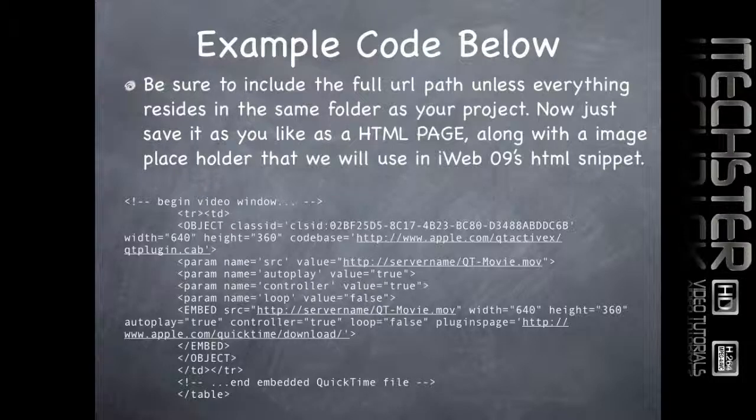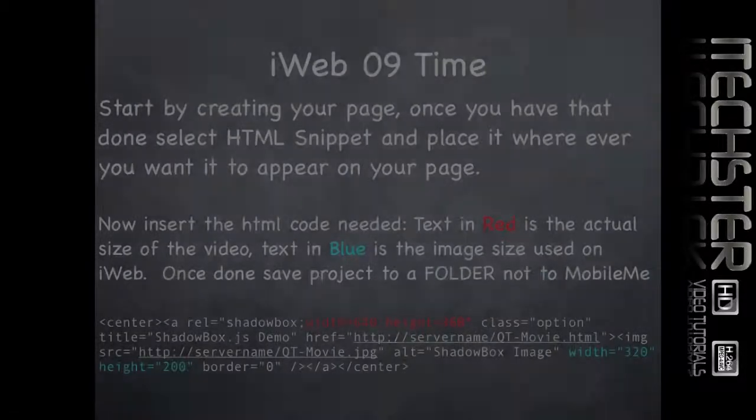Alright, next we're going to be looking at the example code below. Be sure to include the full URL path unless everything resides in the same folder as your project. Now just save it as a HTML page along with an image placeholder that we will use in the iWeb 09 HTML snippet. So the code below is the code that we're going to use for the example for our actual player that's within its own HTML page. So make sure you know what the path or URL location is for that particular HTML page.